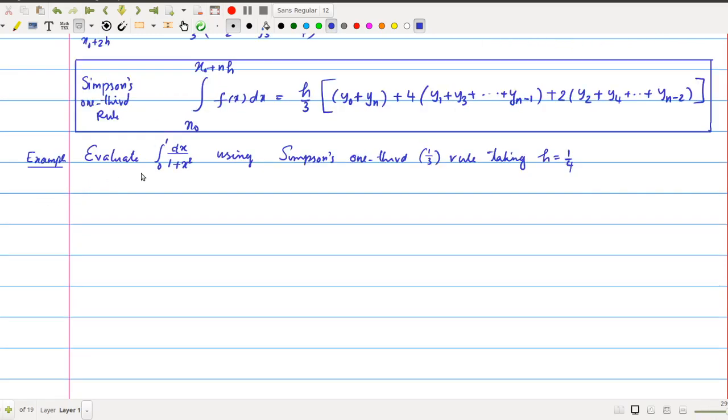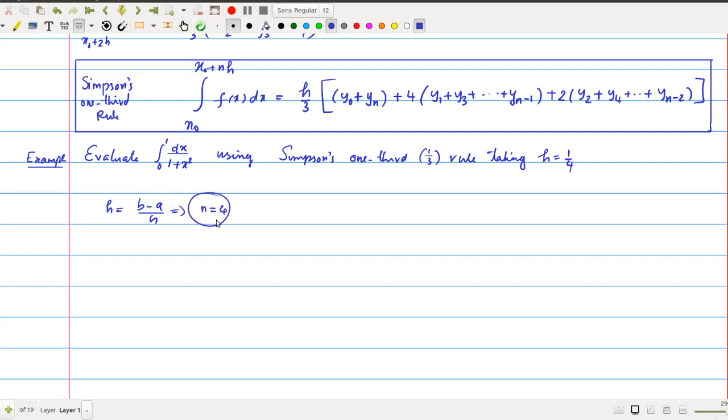So this is the example. Evaluate the integral from 0 to 1 of dx by 1 plus x square using Simpson's one-third rule, taking h equal to 1 by 4. Now you can easily get h, which is defined as (b minus a) by n. We have h given as 1 by 4, b is equal to 1, a is equal to 0, then from this you can get n is equal to 4.